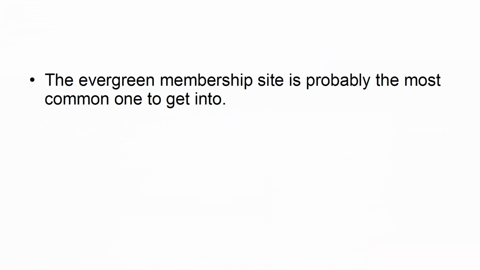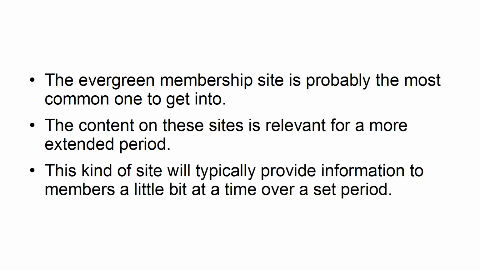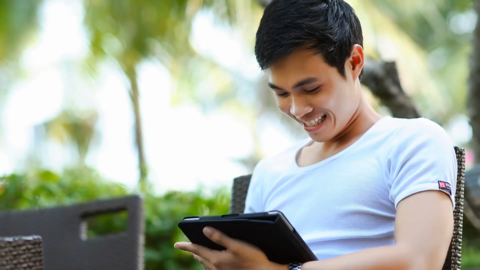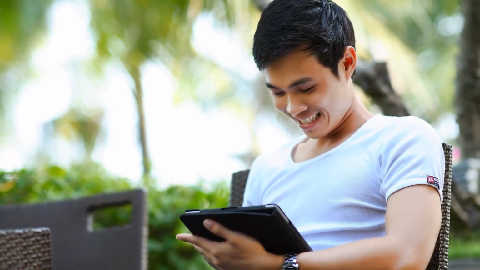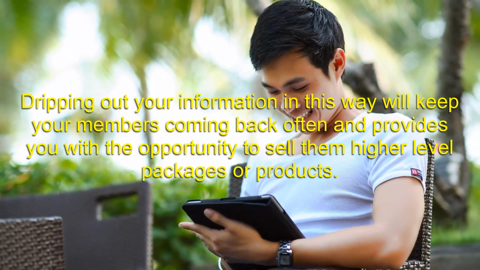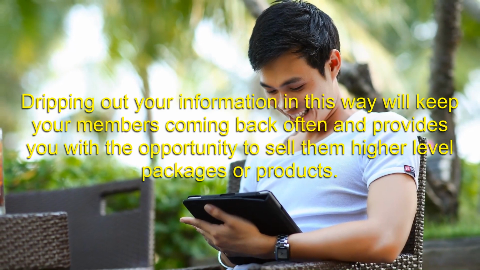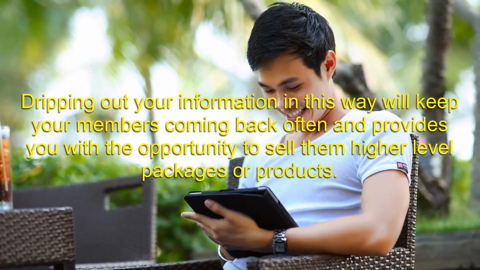The Evergreen site. The Evergreen membership site is probably the most common one to get into. The content on these sites is relevant for a more extended period. This kind of site will typically provide information to members a little bit at a time over a set period. This kind of site is excellent if you are sharing articles or information that doesn't require you to spend time on upkeep. Dripping out your information in this way will keep your members coming back often and provides you with the opportunity to sell them higher-level packages or products.